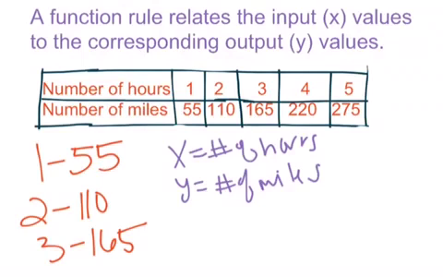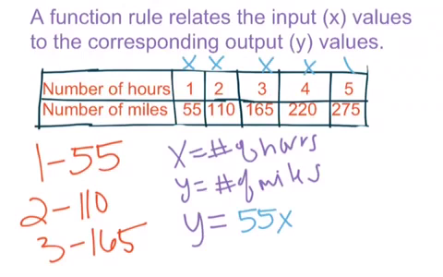But if you look at it, each output value is 55 times the corresponding input value. So 55 times 1 is 55. 55 times 2 is 110. 55 times 3 is 165. Times 4 is 220. Times 5 is 275. So we would put that y equals, because to write a function rule, you're going to put y equals first. So y equals your function rule times x in this particular one. So it would be 55 times x, because it's 55 times my x value, which is up here.